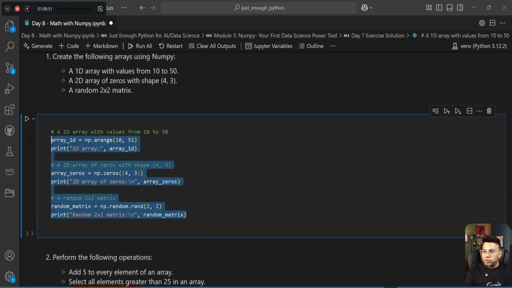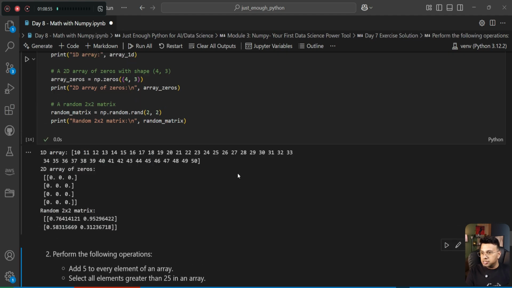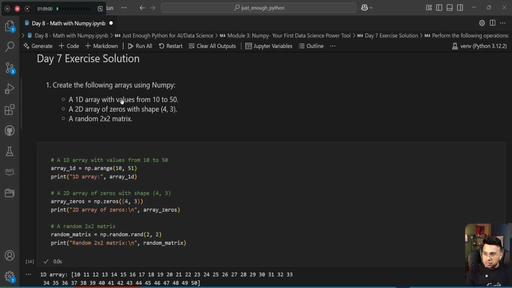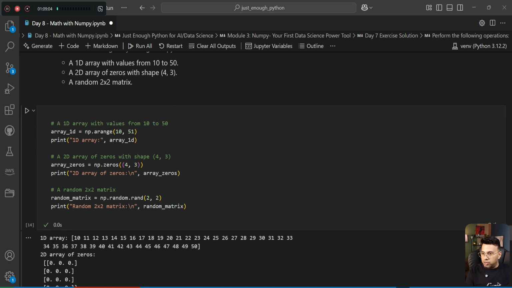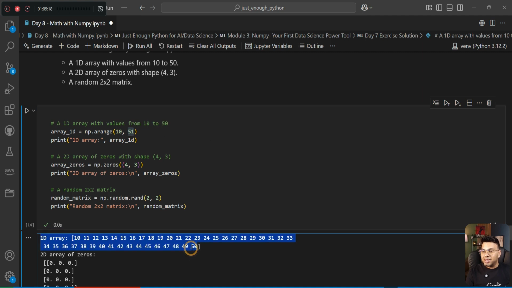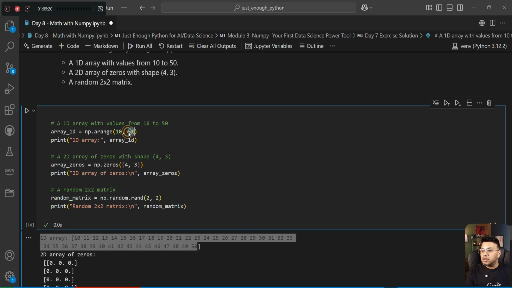And this is our sample solution. We are going to execute the code and see if the answer matches our question or not. A 1-dimensional array with values 10 to 50. Our 1D array is here and the values are from 10 to 50. While solving, you can notice that I gave the end of the range as 51 so that we can have 50, because the end is never included.